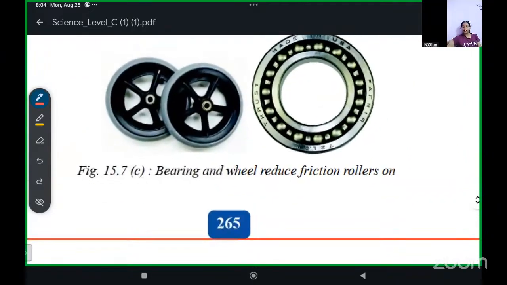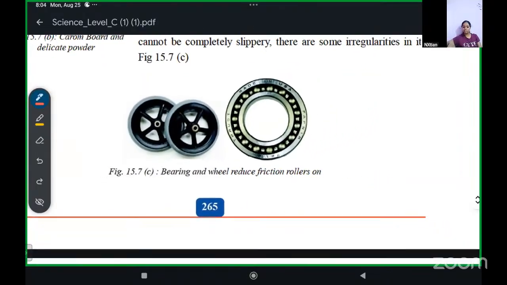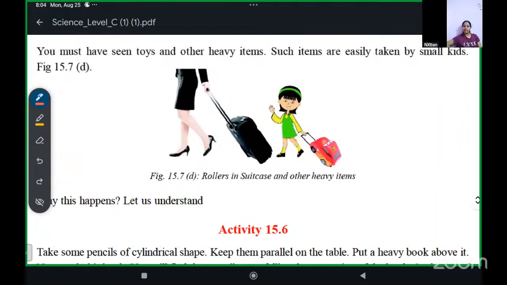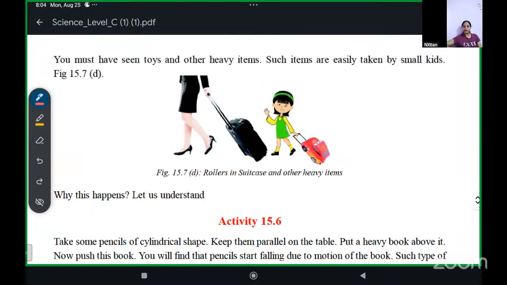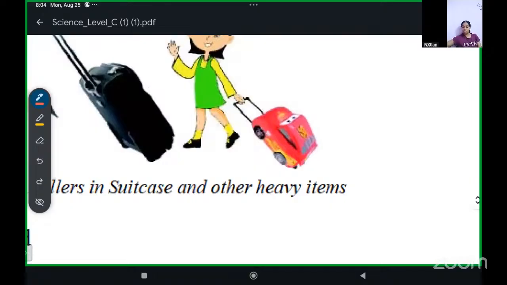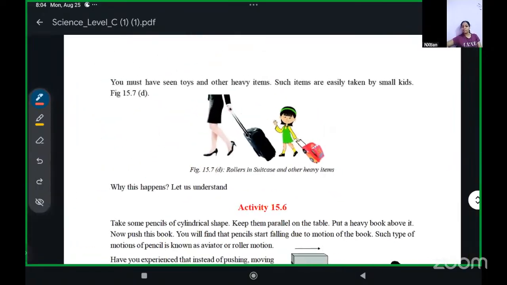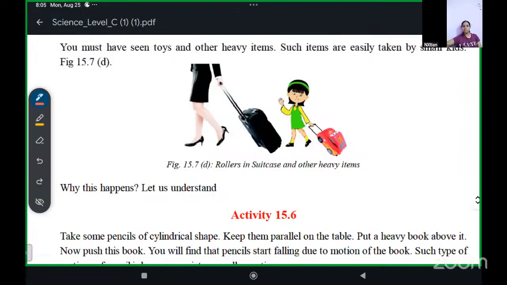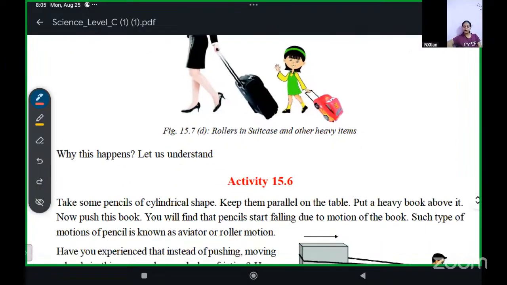Bearings and wheels reduce friction. Rollers too. You must have seen toys and other heavy items that are easily carried by small kids. What happens? Let's understand. Rollers in suitcases and other heavy items, because they have rollers or wheels which help children carry them easily.